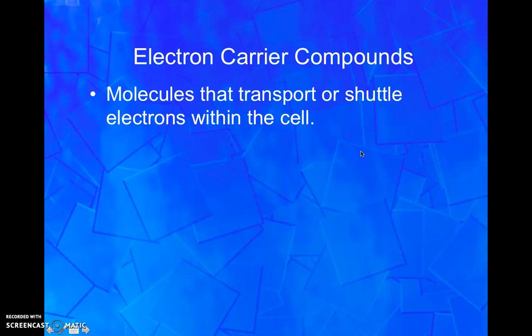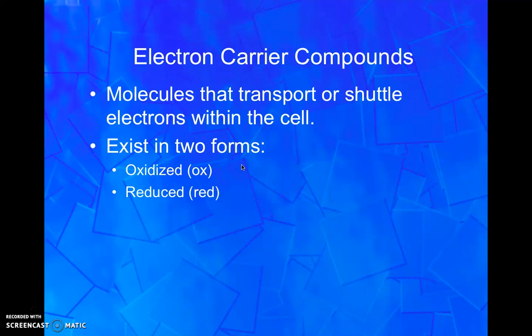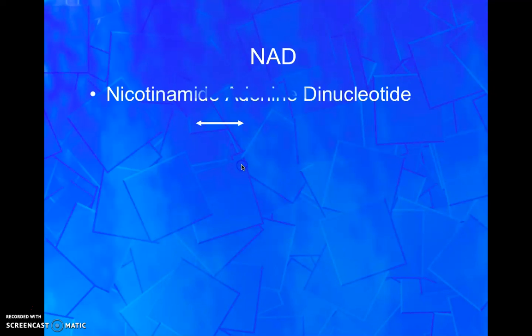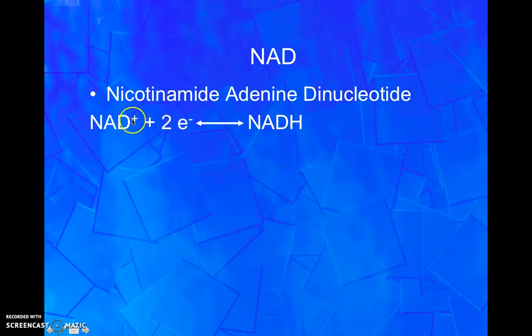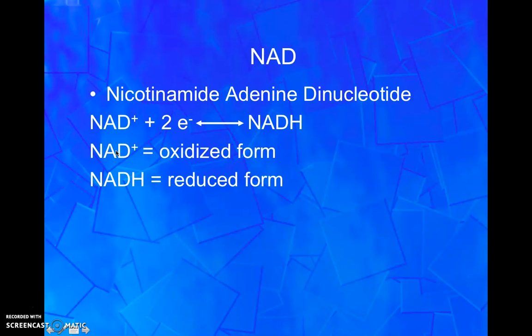Okay, we have to think about the electrons and the electron carrier compounds. These are molecules that will transport or shuttle electrons within the cell. So they're going to move the electrons from one stage to the next stage. Okay, and so they can either be oxidized or reduced. Okay, so NAD can be NAD plus. If you give some electrons to it, now you have NADH. If you have NADH and you break electrons away, now you've got NAD plus. Okay, oxidized form, reduced form.